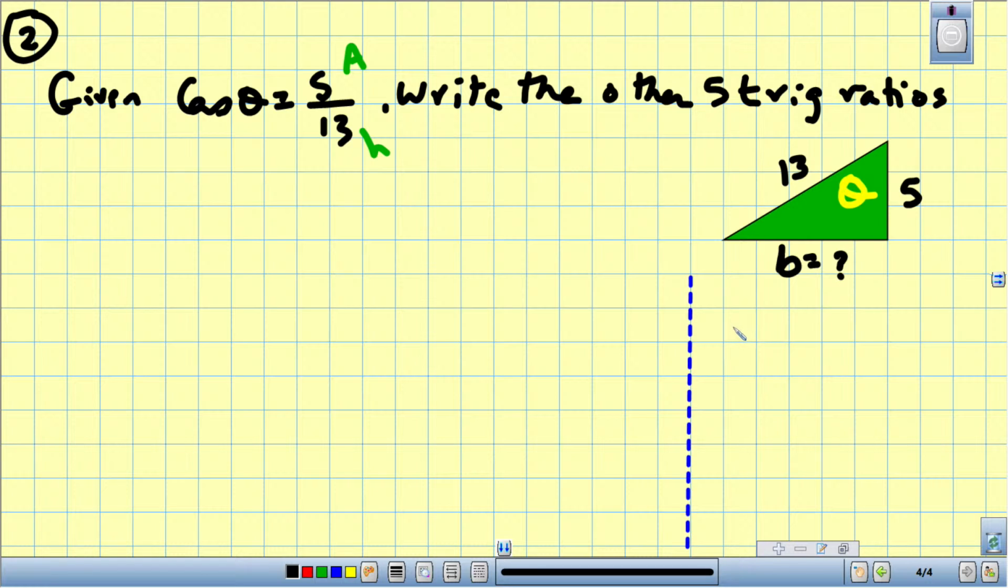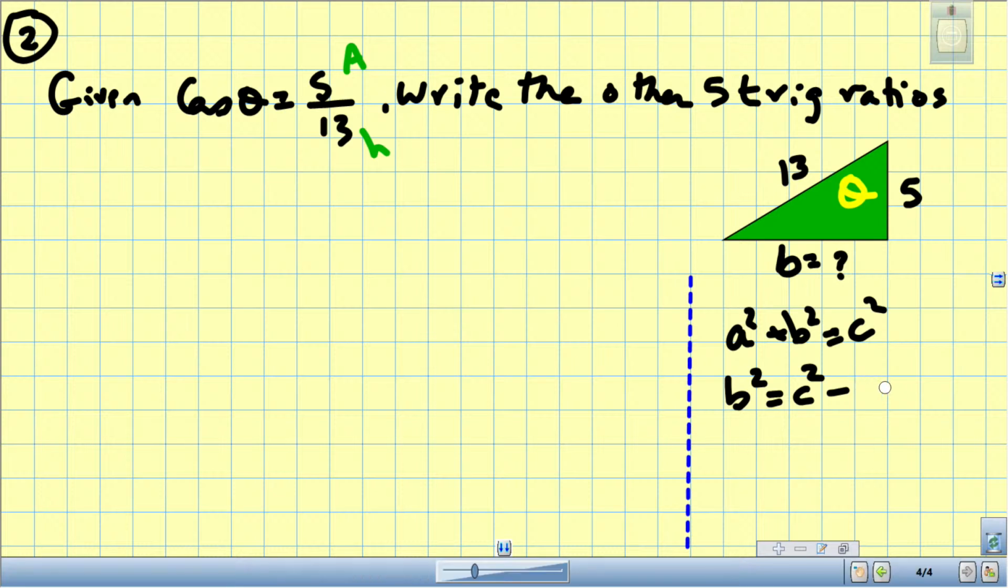Anyways, I'm going to say a squared plus b squared equals c squared. And I'm looking for b, so I'm going to subtract the a squared from both sides. So basically this is b squared equals c squared minus a squared. Maybe I'm going to label this guy as a, and obviously this is my c here, right? That's what I'm looking for.